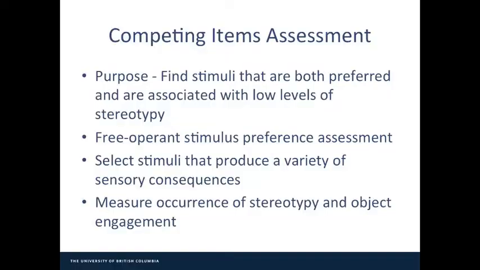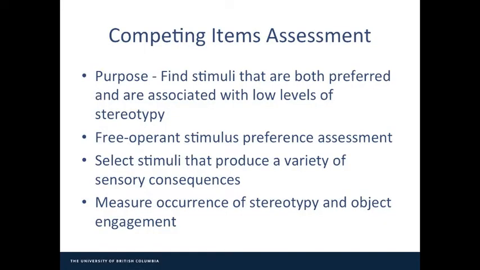So in a free operant stimulus preference assessment where we're looking to identify competing items, one consideration is that we want to make sure we include in the array of items presented items that produce a variety of sensory consequences. So for example, we may want to include some items that produce sound, some items that light up, some items that produce tactile stimulation. We want to make sure we have a variety of things. And then we simply present all of the items in a free operant assessment and observe both object engagement as well as the occurrence of stereotypy with those objects.